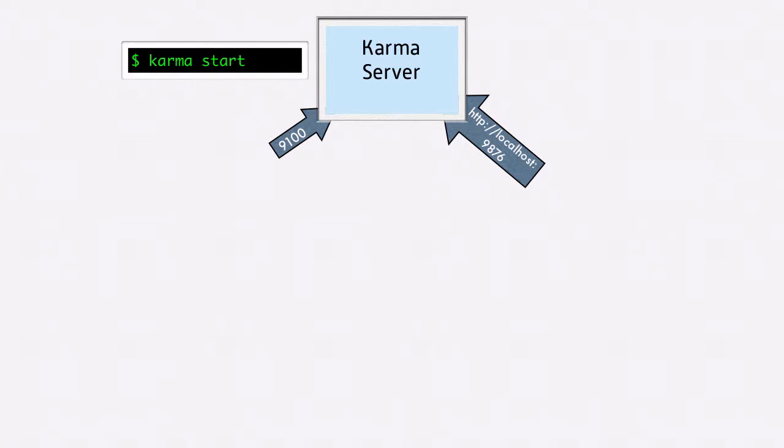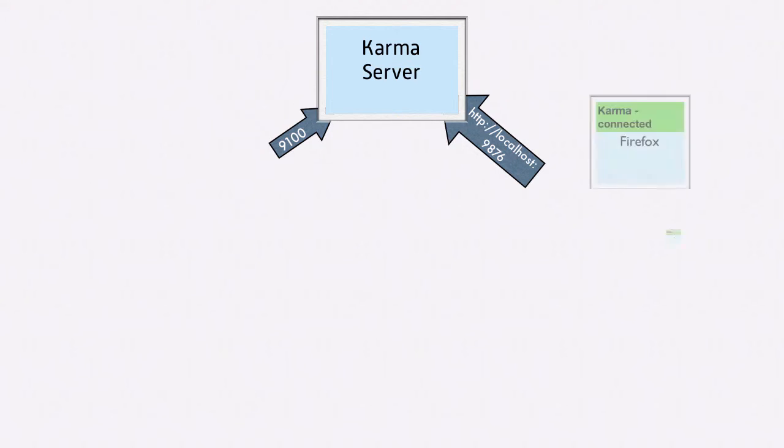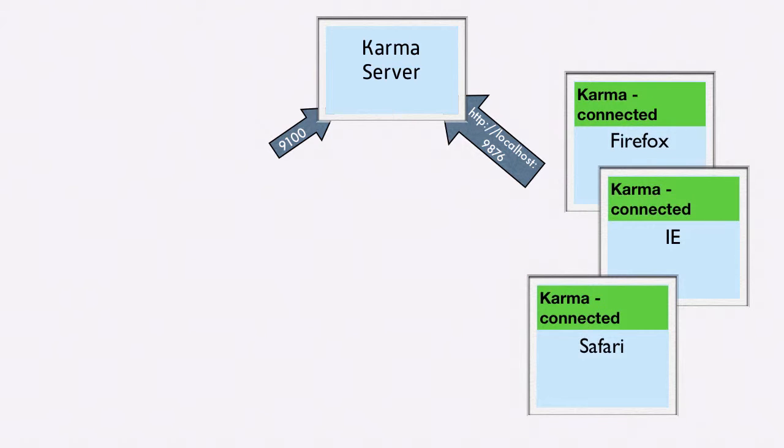The way it works is you start the Karma server from the command line or from your build script, and then you capture your browsers. You point your browsers at a local URL that it provides.